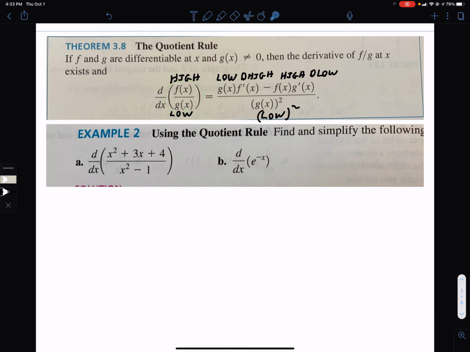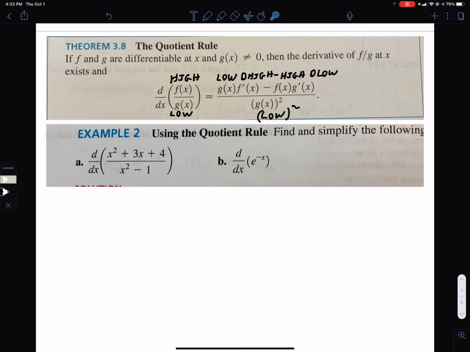And here's how I remember. I call the bottom one the low function, and the top one the high function. So this is the low, derivative of the high, so I say low d high, minus, this is the high function, this is the low function, but it's the derivative, so this is going to be high d low. So I have low d high minus high d low, and the bottom one is low squared. So that's my method. Low d high minus high d low over low squared.